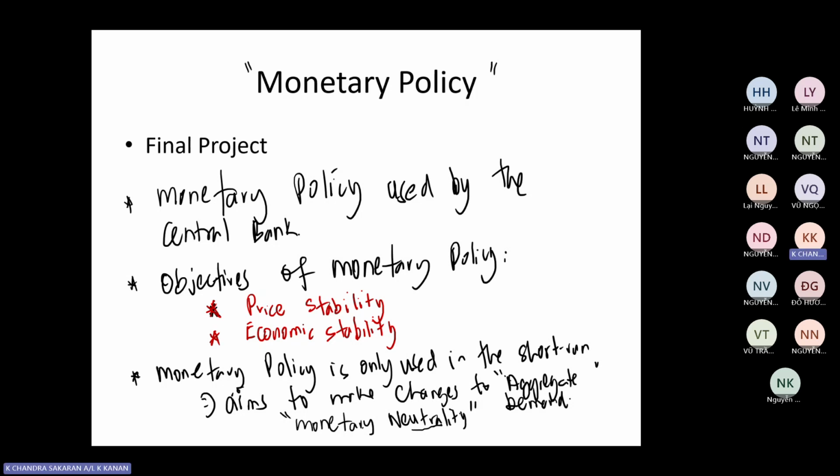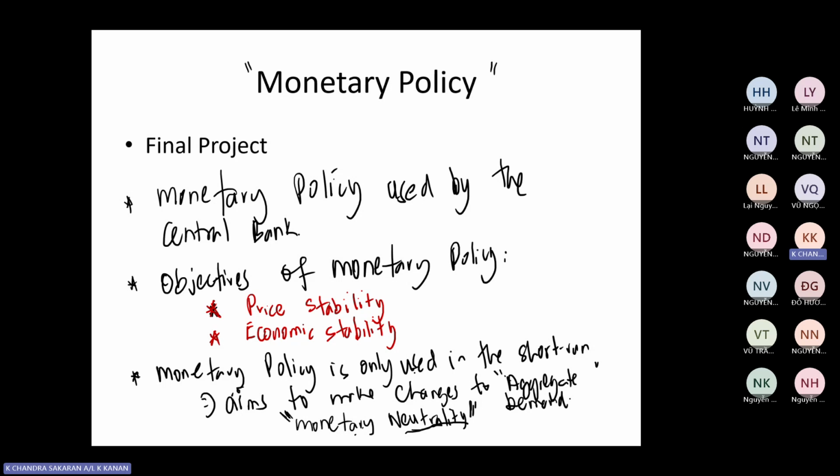Nominal variable, for example, price. Real variable, for example, production, real GDP. But monetary policy only affects the nominal variable in the long run, not the real variable. Therefore, what is more important is the real variable. To us, whether the policy works or not, it must be able to change the real variable. If the policy cannot change the real variable because it's neutral, then the policy should not be used in the long run. So this is the reason why monetary policy is not used in the long run, because of monetary neutrality.